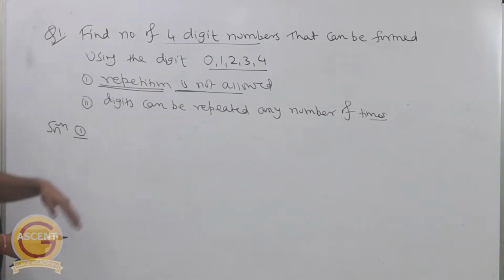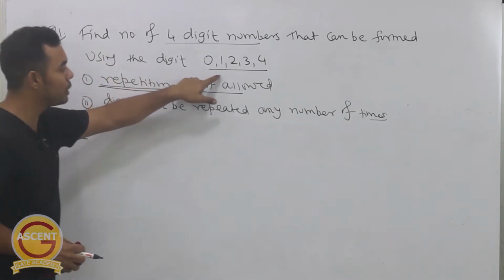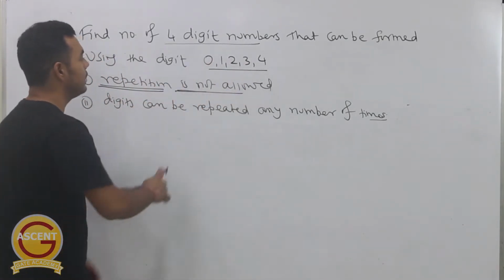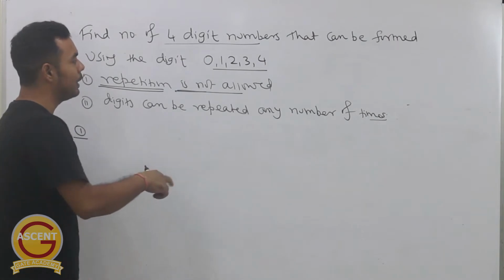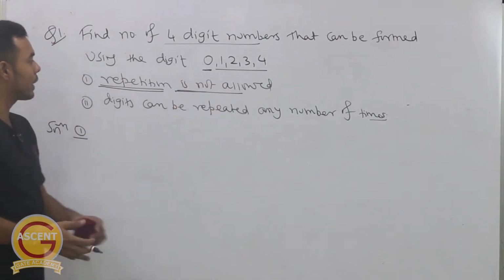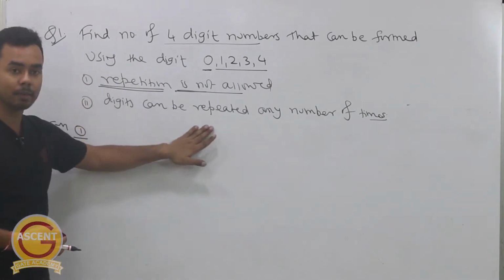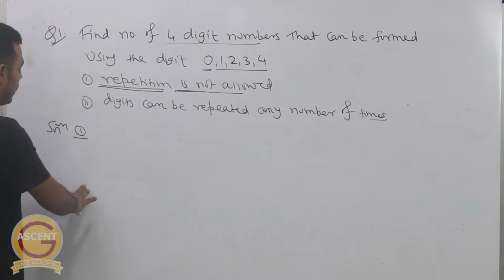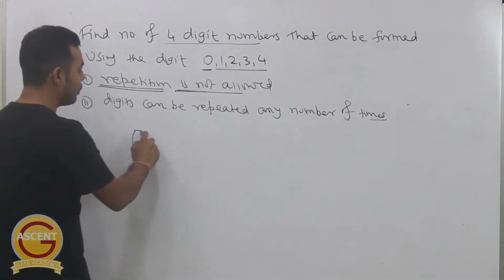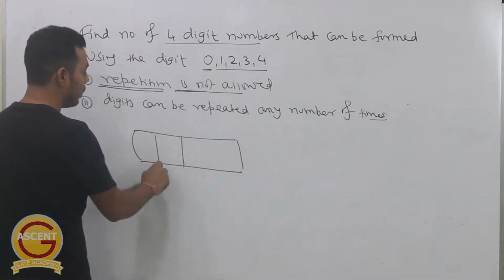So our next problem is the number of 4-digit numbers that can be formed using these 5 digits. Notice this problem is similar to the one that we have already solved, except that I have one more digit, 0, here. First part: when repetition is not allowed; second part: when the digits can be repeated any number of times. Again, a 4-digit number means we have to fill these 4 places using the given 5 digits. But now we have a problem.